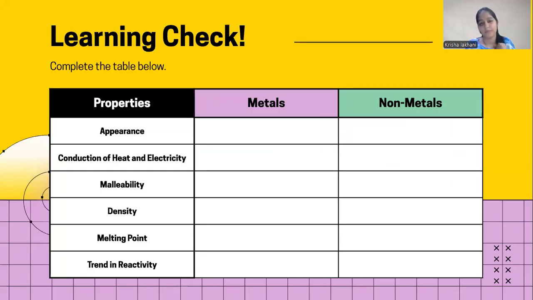Now tell me, give the video a pause, take a break, and analyze and write this right now. Take 5 minutes, write it. Pause the video right now and write this by yourself. Appearance, how is the appearance? How was the appearance of metals? How is the appearance of non-metals? Do they conduct electricity and heat? Malleability and ductility, if present, write yes or no. How is the density? Write high or low. How is the melting point? How is the trend of the reactivity series in metals and non-metals? Write it right now. Take 5 minutes and pause the video right now and go.